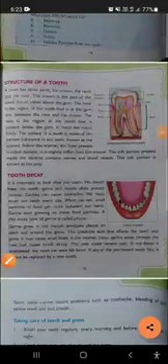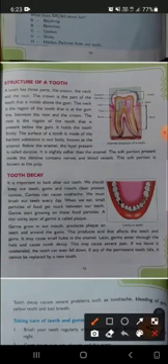Now we will discuss the structure of a tooth. A tooth has three parts: the crown, the neck, and the root. Basically, a tooth is divided into three parts, that is the crown, the neck, and the root.